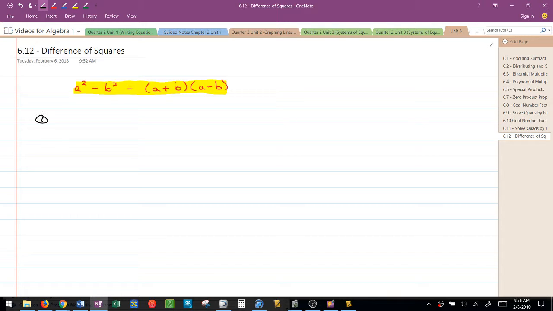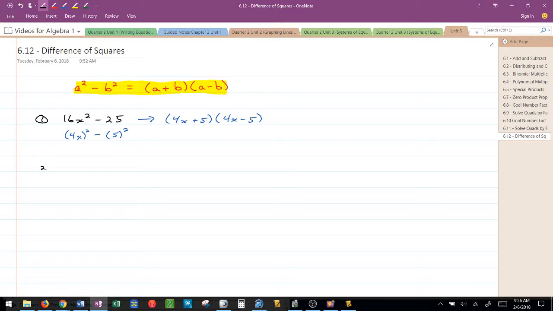All right, so let's look at a few examples here. 16x squared minus 25. There's two terms. I know that these two terms are separated by a subtraction. I know the first one is a perfect square, 4x being squared. I know the second one is 5 being squared. So I know that this can factor to 4x plus 5 and 4x minus 5. All right, and that's it.